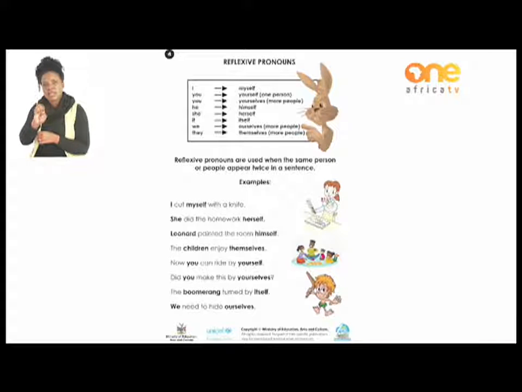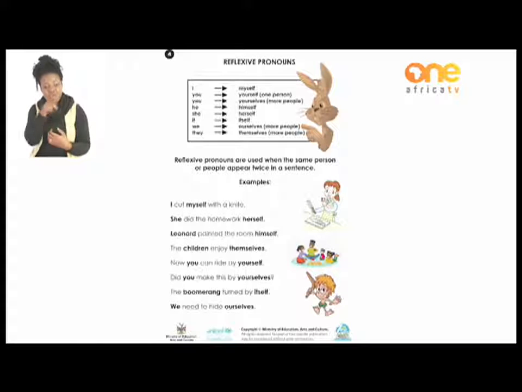All right, now the examples in the box. I is a personal pronoun, so when you refer to it as a reflexive pronoun, it becomes myself. You can be one person, or we can be referring to more people. So if it's one person, it has to be yourself. If it's more than one person, it becomes yourselves.